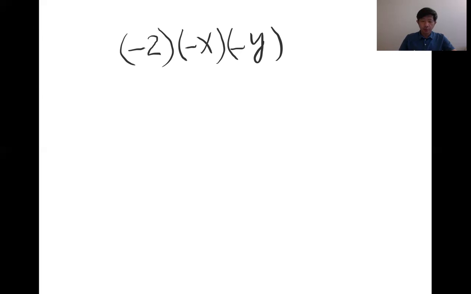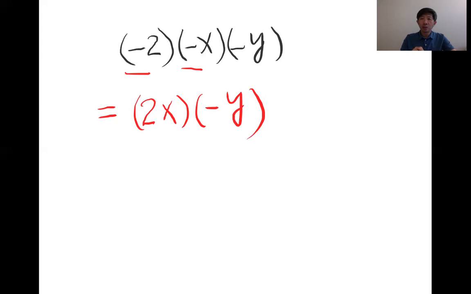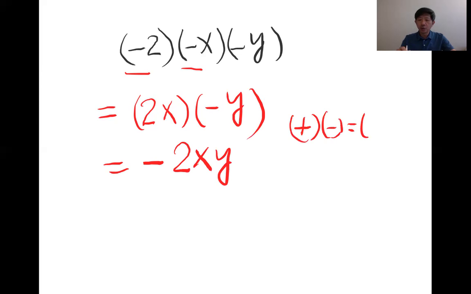Here we have -2 times -x. Look, negative and negative, right? So -2 times a negative x is equal to positive, because a negative times a negative is a positive. So that would be positive 2x, right? And then we have 2x times another negative y. So -2x times a negative y is equal to -2xy, because positive times a negative is equal to negative. So that's why we have a negative for this, right?